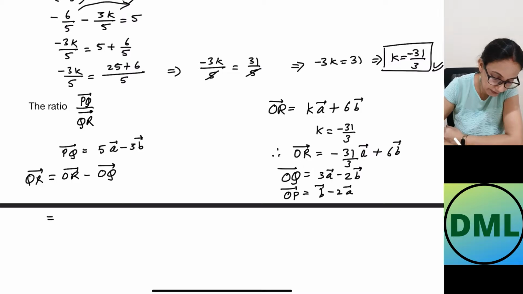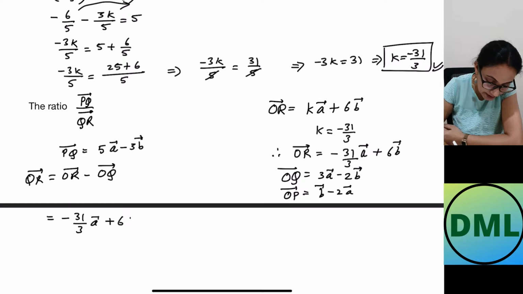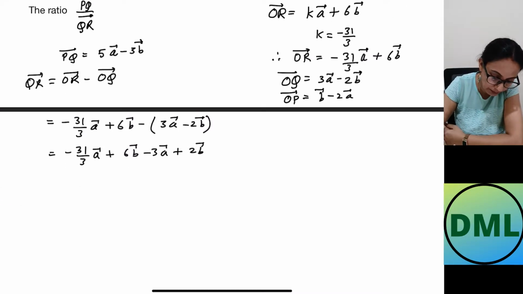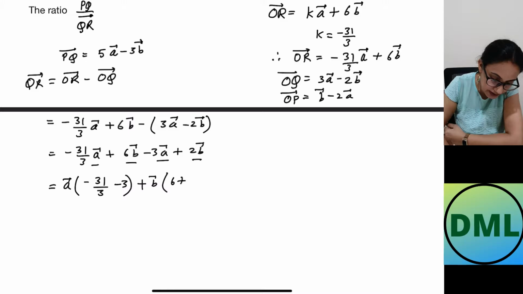Let's substitute the values here. It will be minus 31 over 3 A plus 6B minus the OQ vector. The OQ vector is 3A minus 2B. Now let's open the bracket first: minus 31 over 3 A plus 6B minus 3A plus 2B. Now I need to combine the vectors A and B. Vector A is common, so you are left with minus 31 over 3 minus 3. Now vector B is common, and you are left with 6 plus 2.